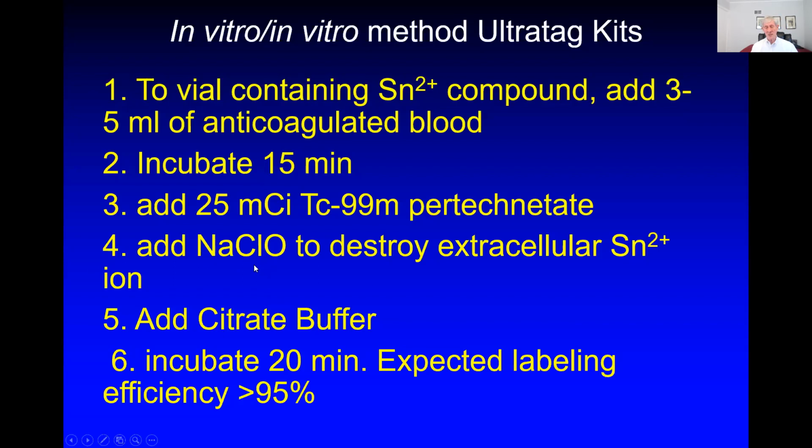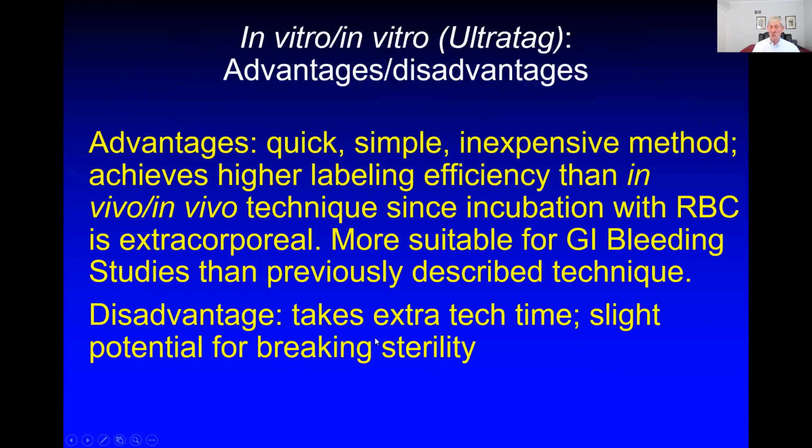This is not the Clorox brand, but it's the same chemical, sodium hypochlorite. That destroys any stannous outside the red cells. We expect 95% or greater. We typically get 99 to 100%. And again, this is quick, simple, inexpensive, and it does not involve centrifugation at all. Very simple procedure. This is what most of the whole world uses for GI bleeding studies.